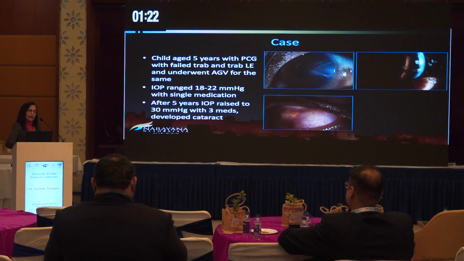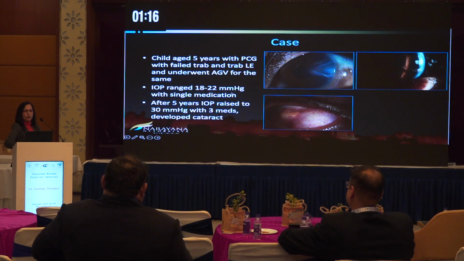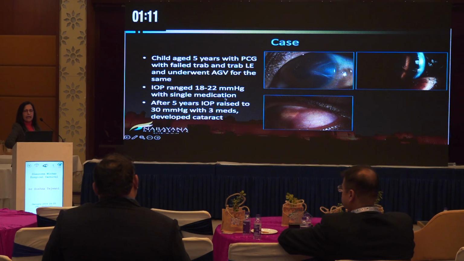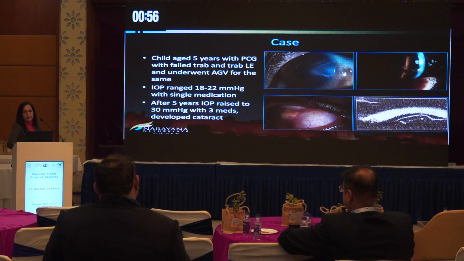One more case is a child with PCG. He had failed trab and trab in the left eye and underwent AGV. Pressures were quite okay with a single medication, but after 5 years, the IOP started rising. If you can see this tube, it's touching the endothelium and the area of cornea is getting decompensated. There's a fibrous membrane there, and you can see the touch here. And this bleb around the plate was quite tense and fibrotic.